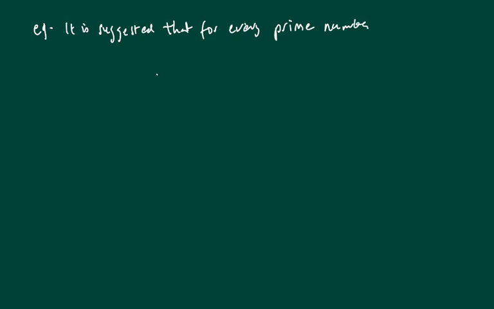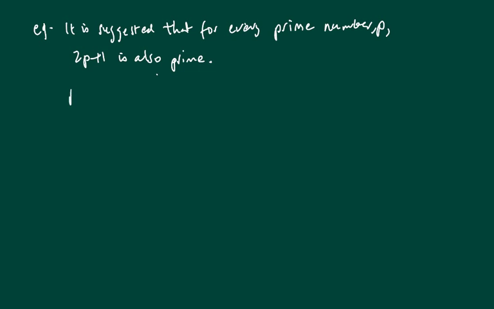Okay, let's look at a disproof by counterexample. Suppose it is suggested that for every prime number p, 2p plus 1 is also prime. We have to prove this is false. So by counterexample, we just need to find one case where it doesn't work.